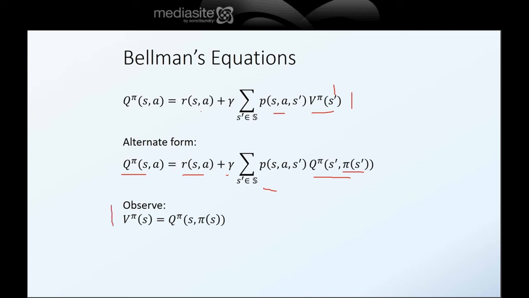Now this is something that you should also remember. That's V pi(S) is equal to Q pi(S, pi(S)). The action, when you're following the policy pi, then you don't have to evaluate the Q for different actions. So that's the same thing as the value of the state.